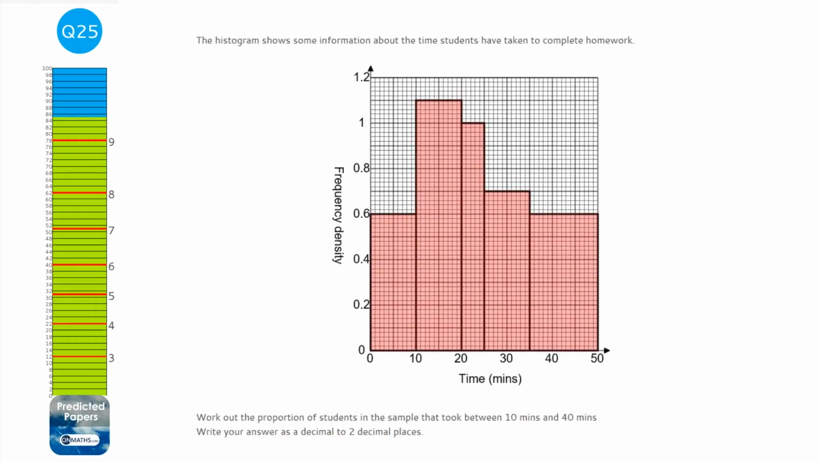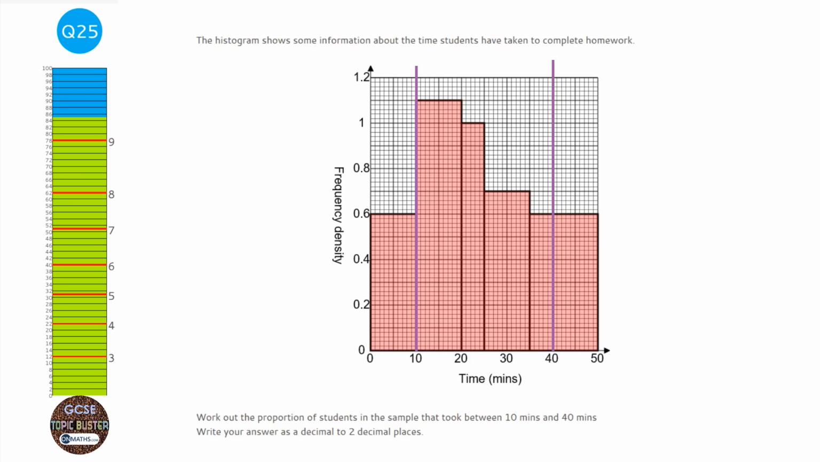There are a few different ways of answering this question. The easiest way, especially for the way this question's set out, is to count the squares. So first of all, let's have a look and see what range we're doing. We're doing from 10. So from 10 to 40.